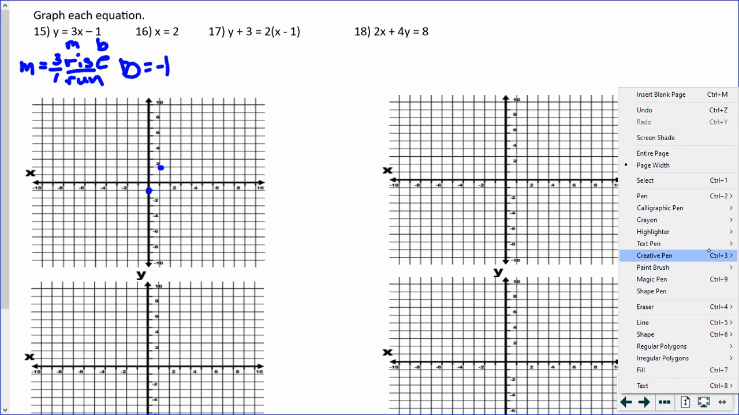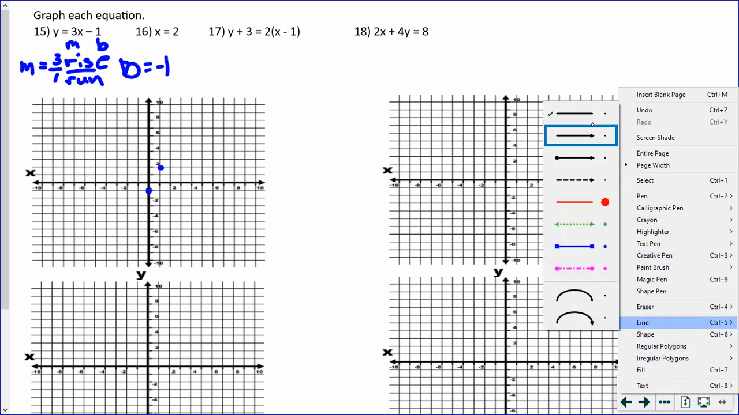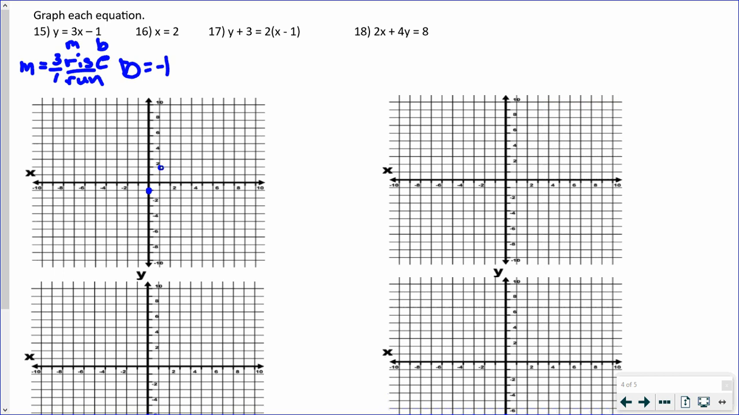Let me get my fancy line here, maybe. And I draw a line through this. I'm very good with my line. Let's see if I can do better. That's good enough. And you should put arrows on the end of this because the line continues indefinitely in both directions. So that's number 15.